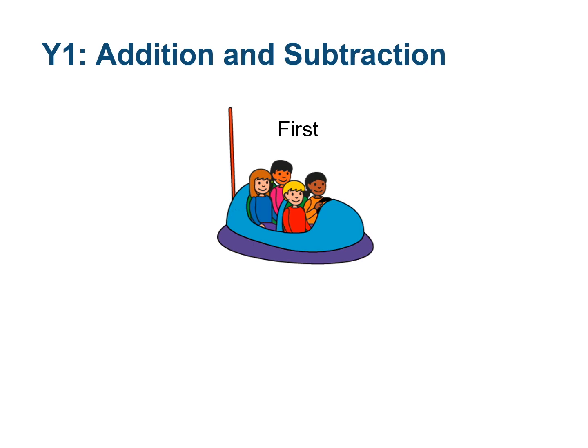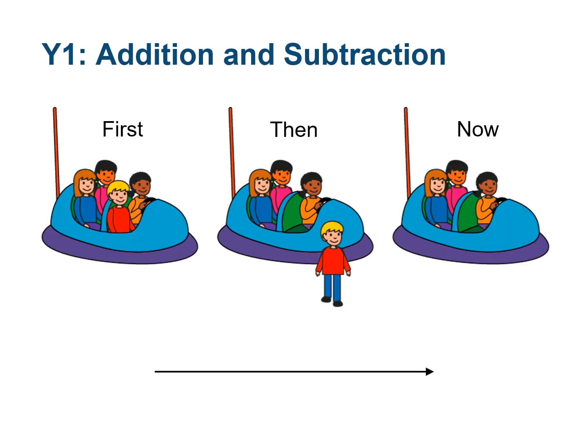Pupils should also describe situations involving reduction. First, there were 4 children in the bumper car. Then 1 child got out. Now there are 3 children in the bumper car. And they should also learn to represent these with equations. The 4 represents the number of children in the bumper car at first. The -1 represents 1 child getting out of the bumper car. And the 3 represents the number of people in the bumper car now. 4 minus 1 is equal to 3.